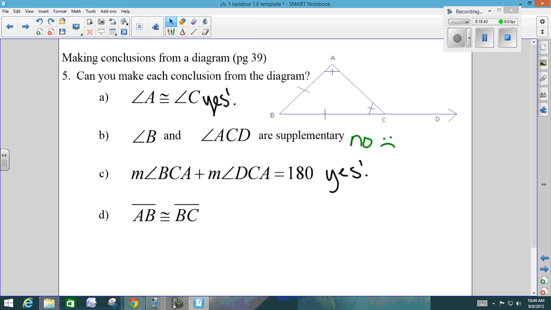Okay. D, can you conclude that AB is congruent to BC? Because why? Yeah, because it's marked on there for us. Get familiar with the markings and how to read them. You yourself will have to mark pictures in the future.